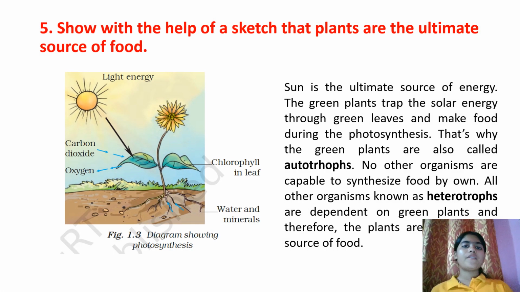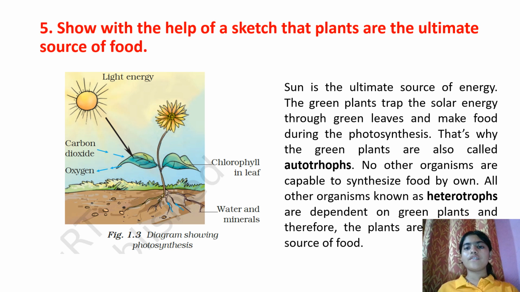Show with the help of a sketch that plants are the ultimate source of food. Sun is the ultimate source of energy. The green plants trap the solar energy through green leaves and make food during photosynthesis. That's why the green plants are called autotrophs. Auto means self, troph means food synthesis. Those organisms that can make their own food are called autotrophs.